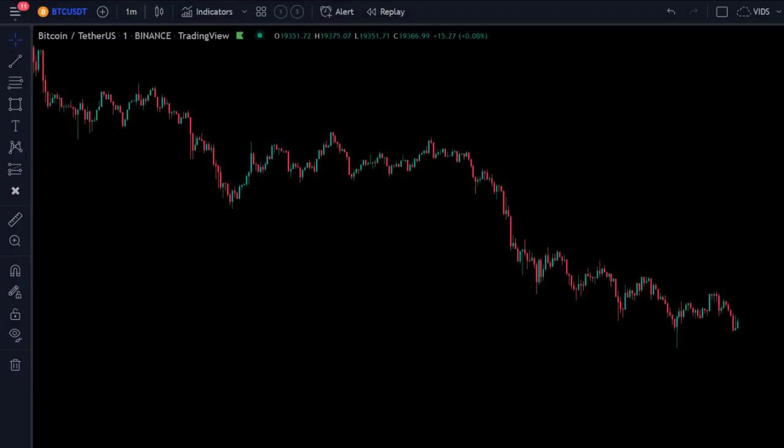Today, I am trading this strategy on the price of Bitcoin, but you can also perform this strategy on other cryptocurrencies or Forex or on the stock market.